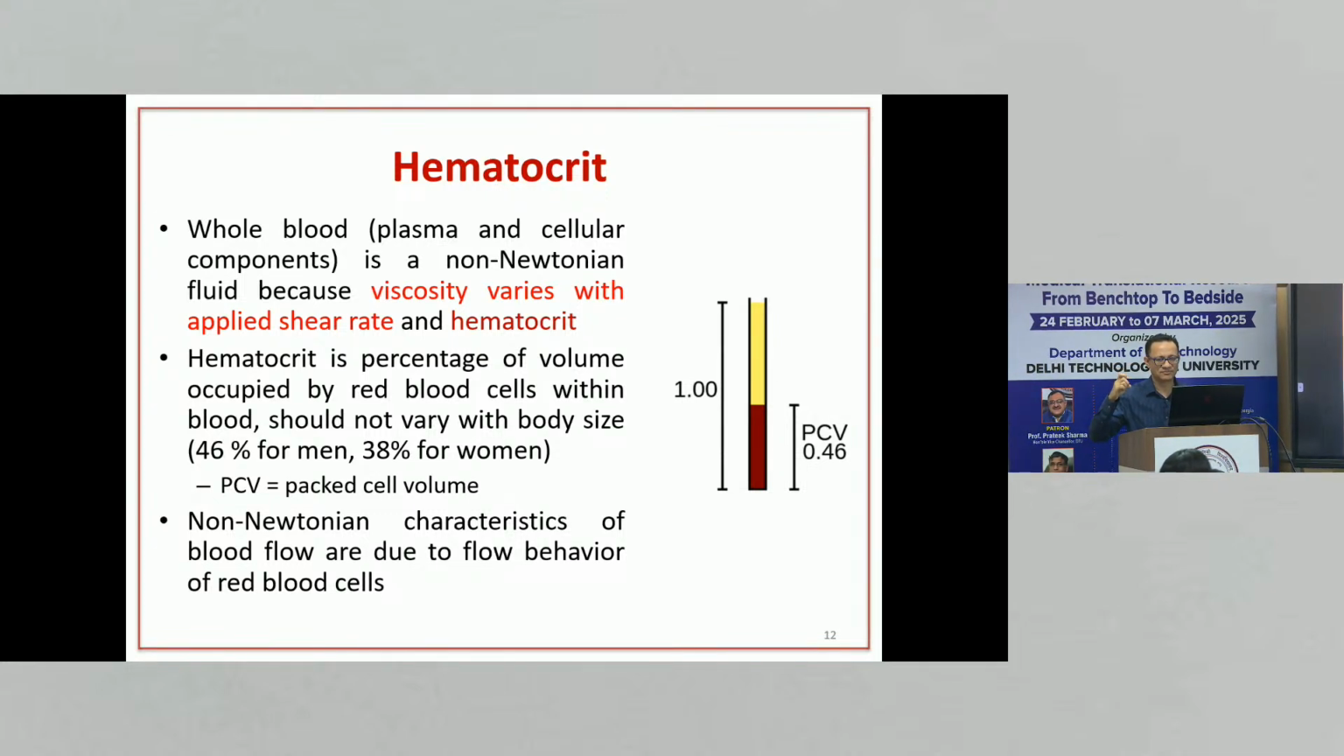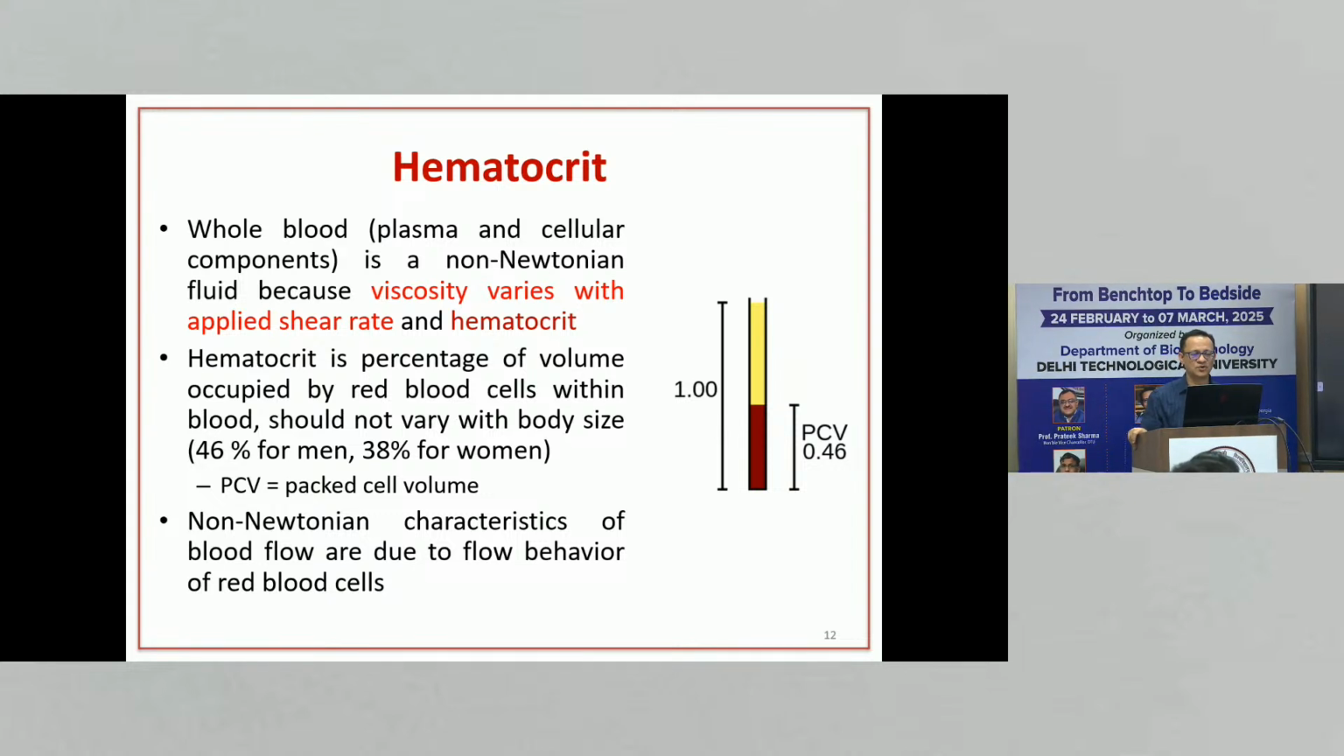So does this depend upon hemoglobin? Yes, so red blood cells, right? Yeah. So the non-Newtonian characteristics of blood flow are due to the flow behavior of red blood cells.